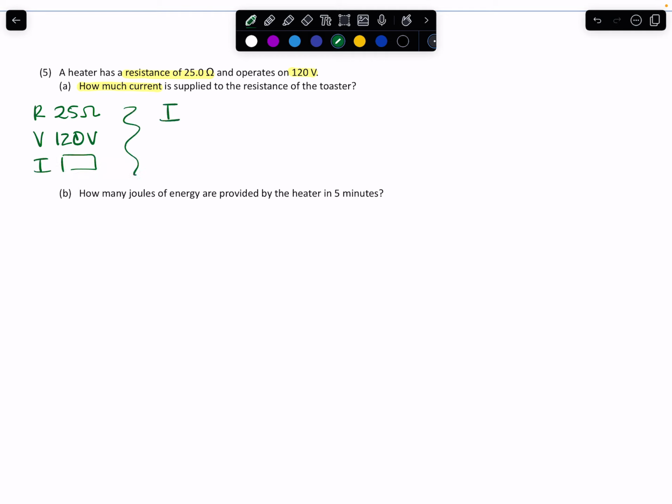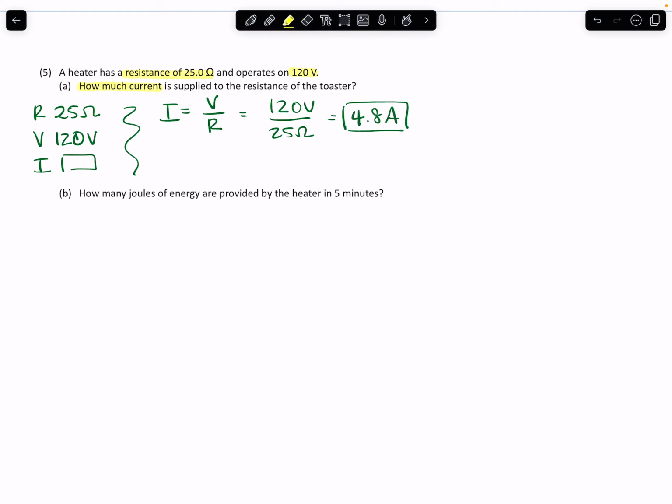So the current is going to be equal to the voltage divided by the resistance. So in this case, 120 volts divided by our 25 ohms. Plug that into our calculator, and we find we have a current of 4.8 amps moving through the resistance within the toaster. Now it says how many joules of energy are provided by the heater in 5 minutes.